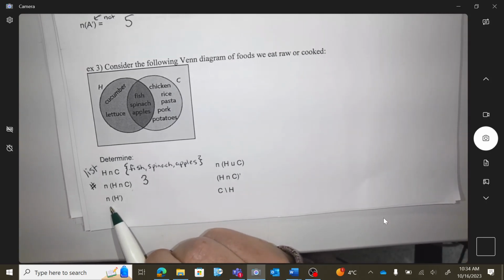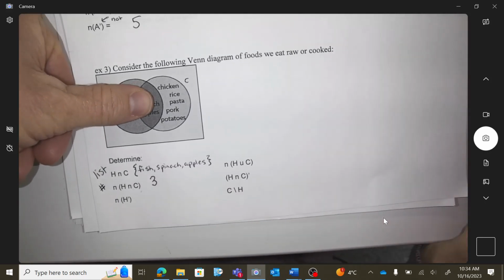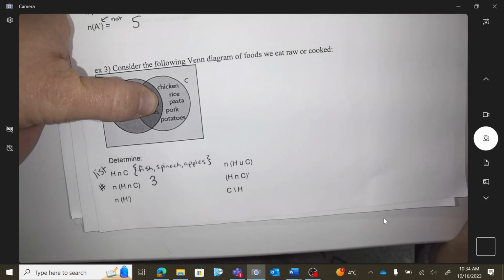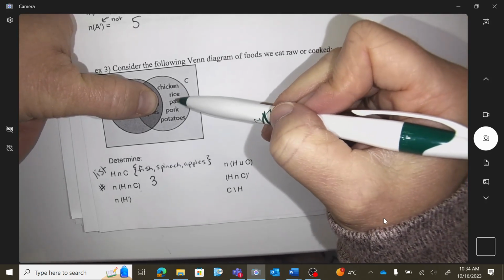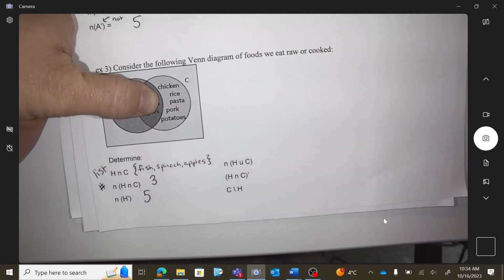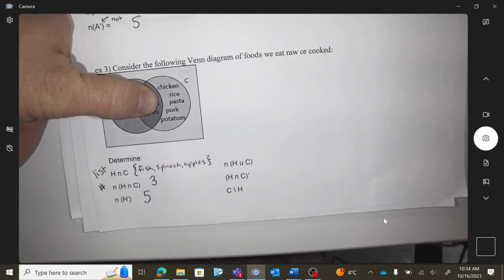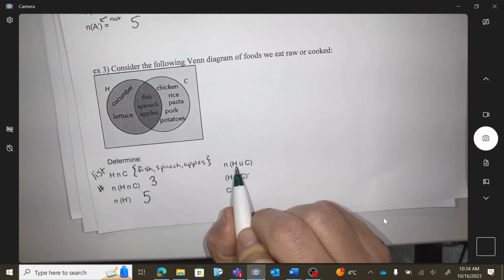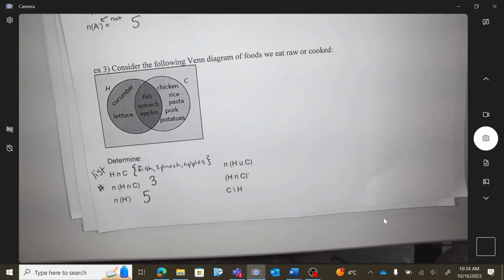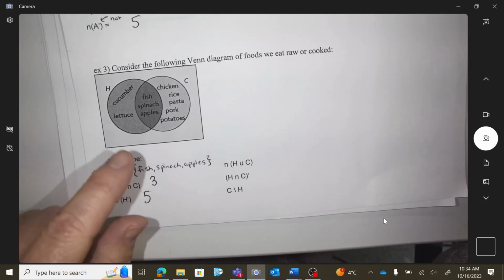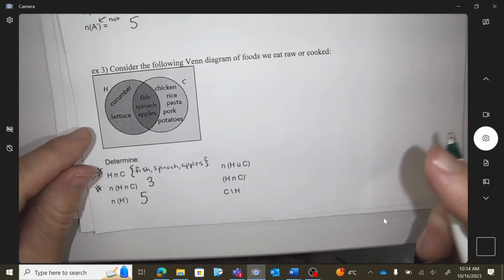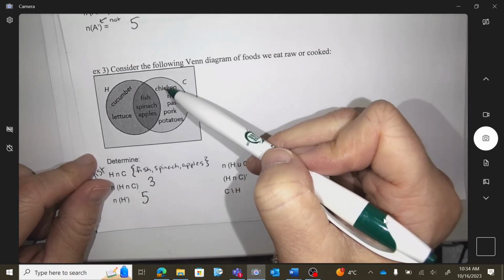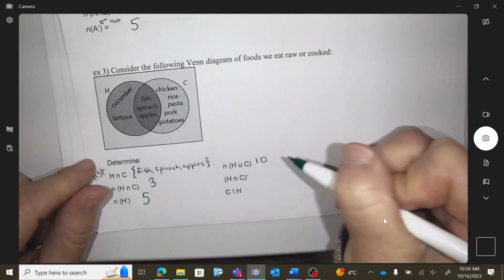N. So how many items are not in H? So here's what I'm going to do. I'm going to cover H up. How many items do you see after I cover H up? So then there's 5. How many? So the number. How many are in H or C? So anything, anywhere, and then you count. So everything. 1, 2, 3, 4, 5, 6, 7. So I have 10 items in there.